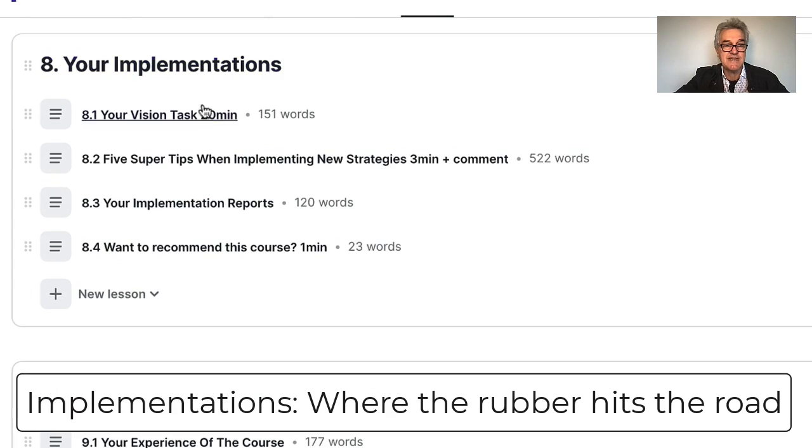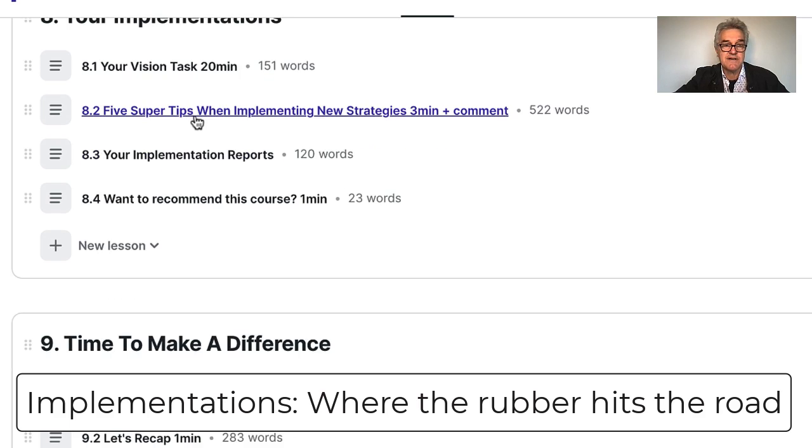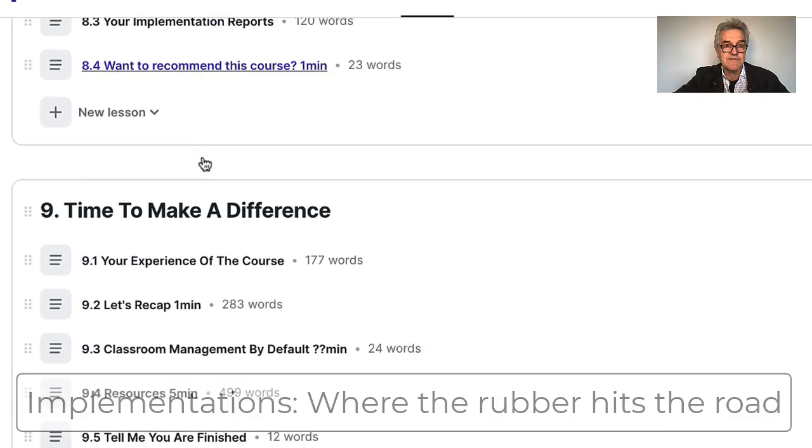And this is the implementation section. So we have a vision task. There's an unusual left of field task I'm going to get you to do, which could completely change your future. Some tips to follow when you're implementing your strategies. Your implementation report. So for every strategy you implement, I'd like you to write a little short paragraph on how it went. And it's really fantastic to read other people's implementations.